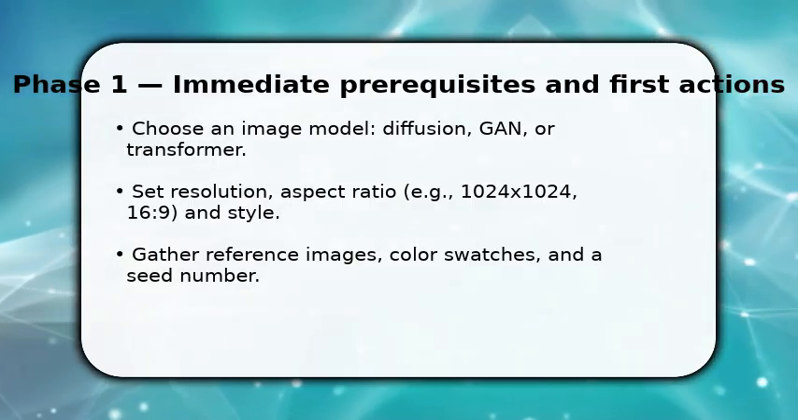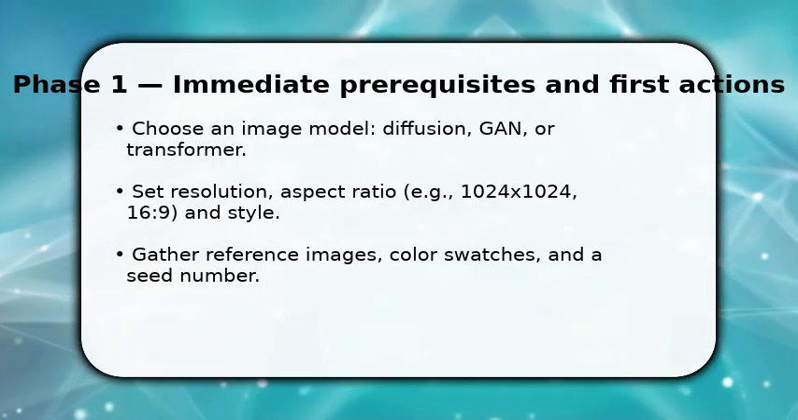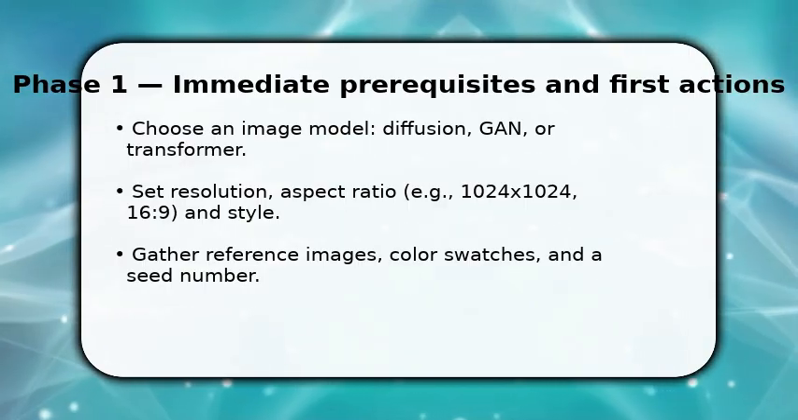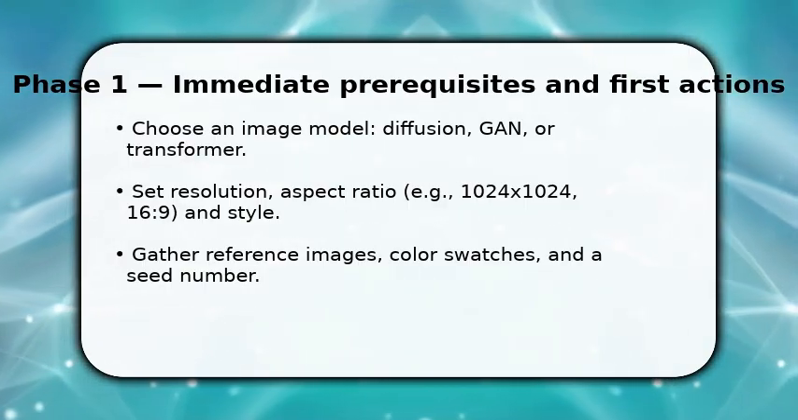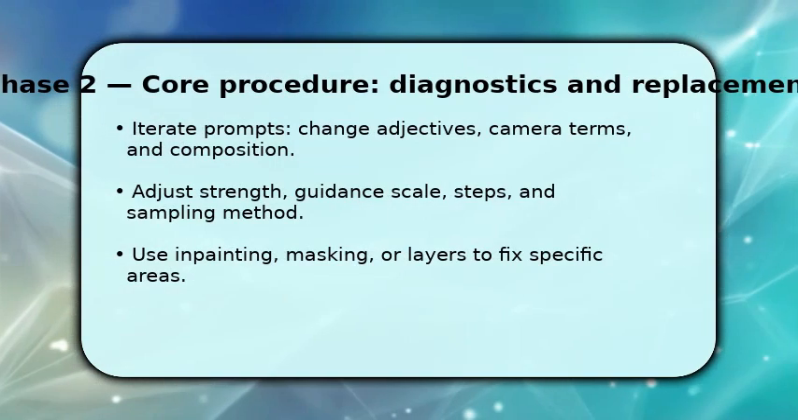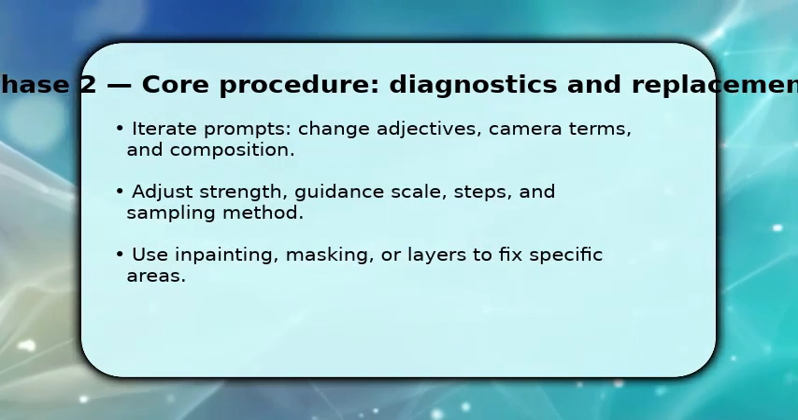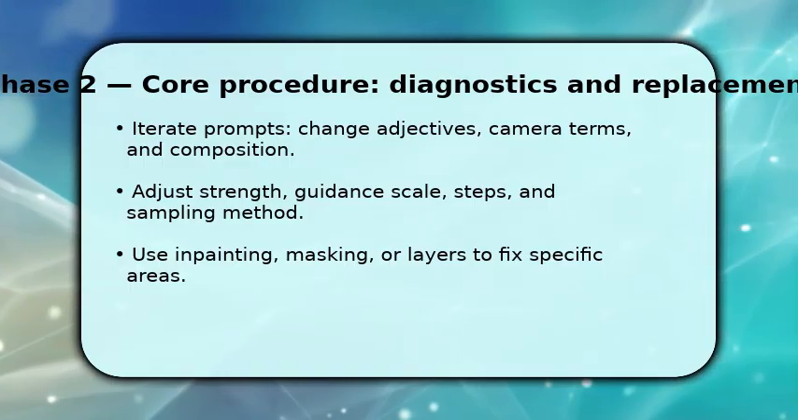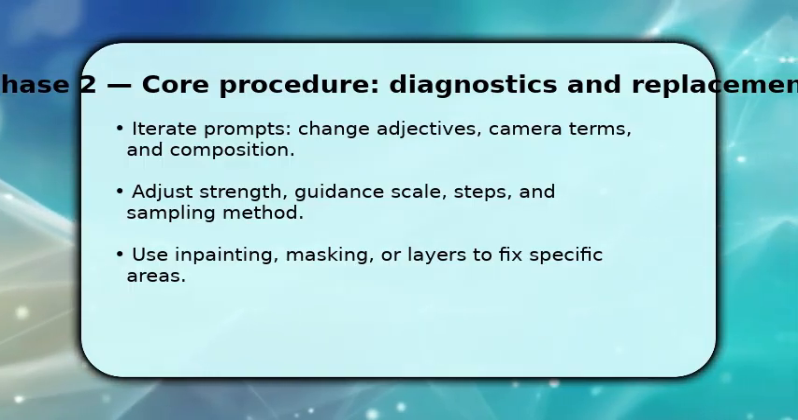Then create a concise initial prompt with subject, style, lighting, and mood. Keep it direct so the model has a firm starting point. You now refine by iterating prompts and parameters, alternate adjectives and camera terms to nudge the model toward your vision.